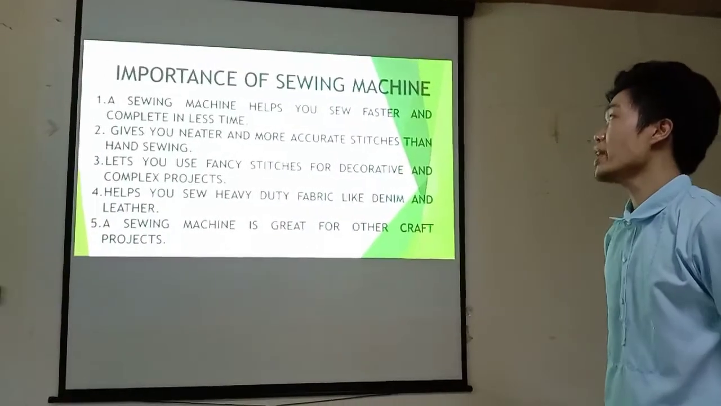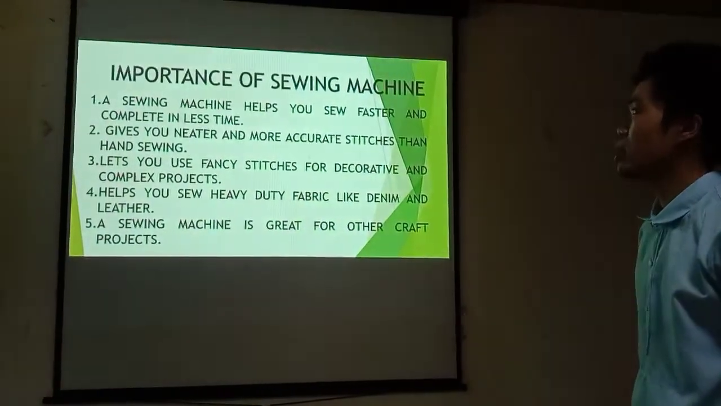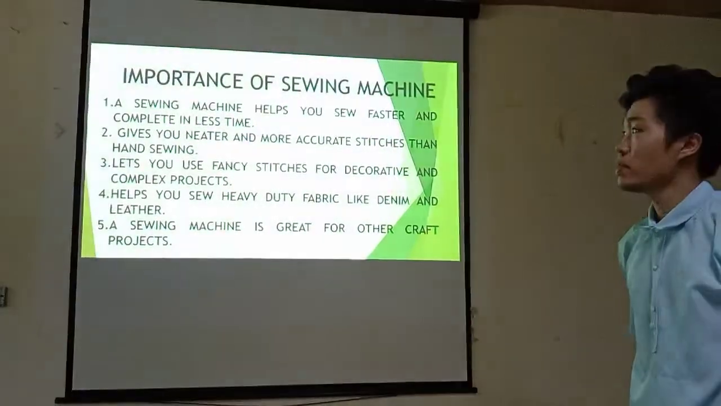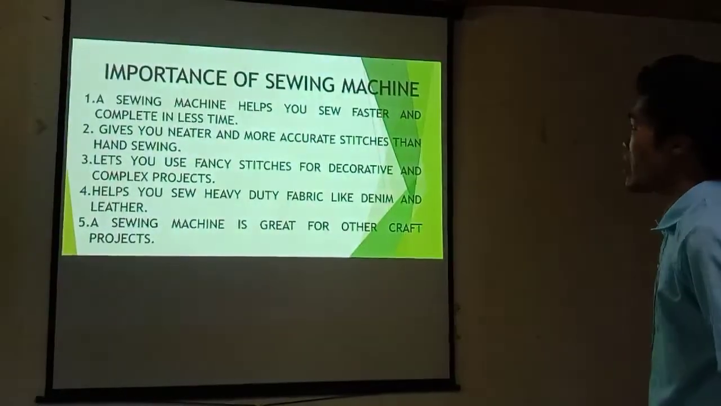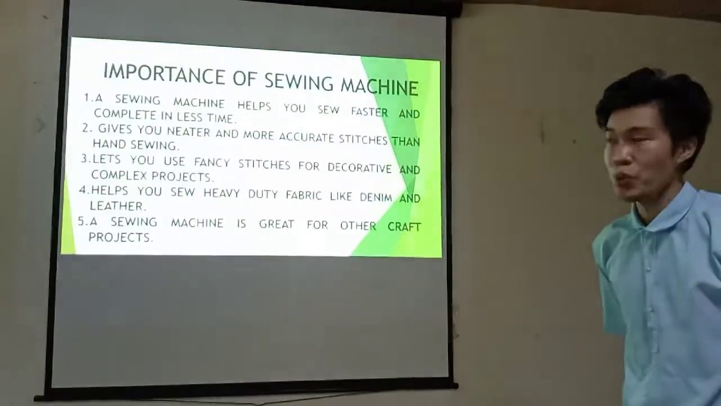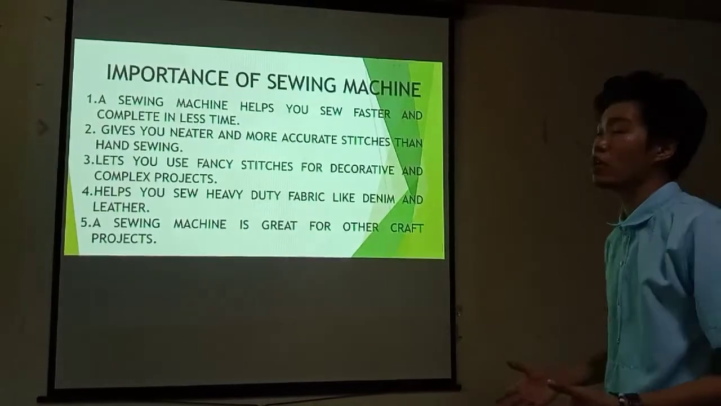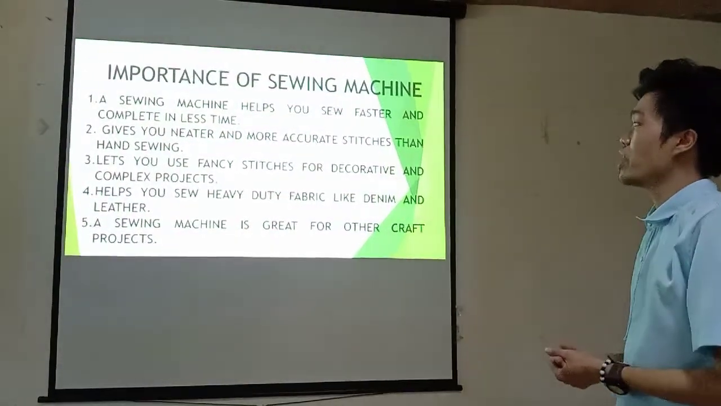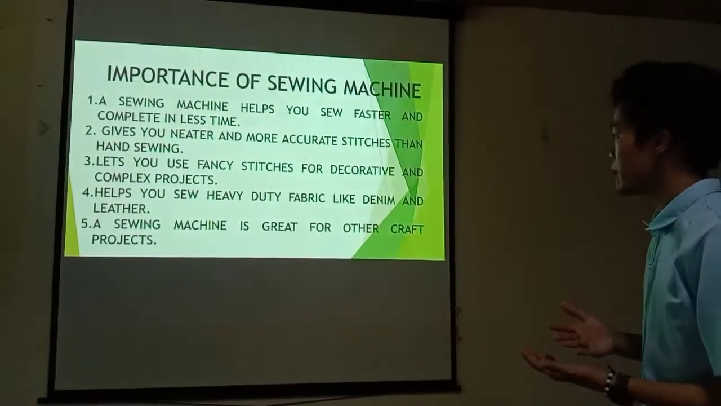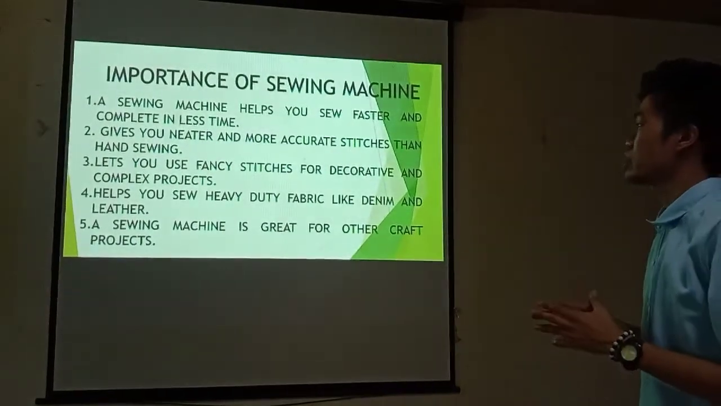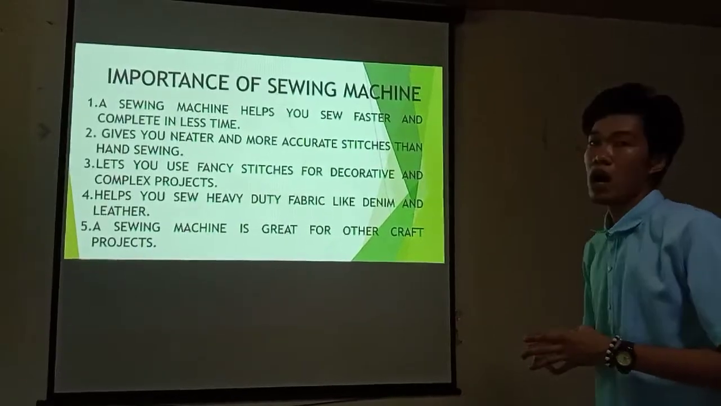So we have here the importance of the sewing machine. Number 1, a sewing machine helps you to sew faster and complete in less time. Number 2, it gives you neater and more accurate stitches than hand sewing. Number 3, it lets you use fancy stitches for decorative and complex projects. Number 4, it helps you to sew heavy-duty fabric like denim and leather. Number 5, a sewing machine is great for other crafts or projects.